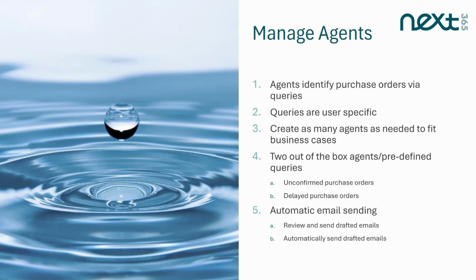Microsoft out of the box will deliver 2 agents or 2 predefined queries for you, specifically the unconfirmed purchase orders and the delayed purchase orders. And you can go and you can modify the queries under these 2 agents to fit your business process. And you can create as many agents as you need to fit your business case, right?